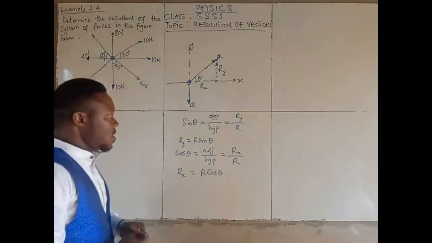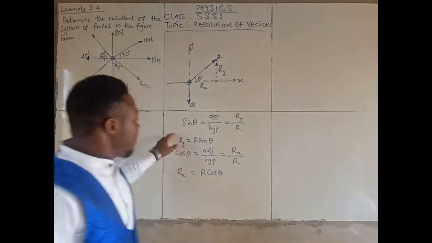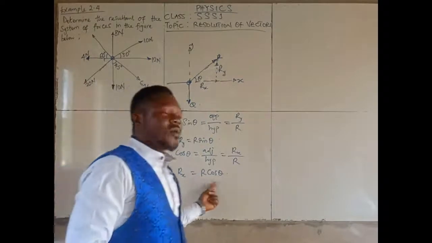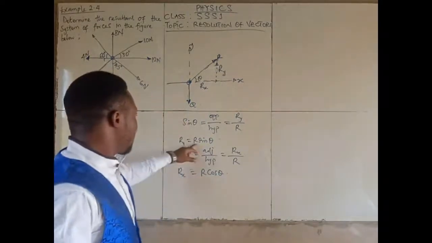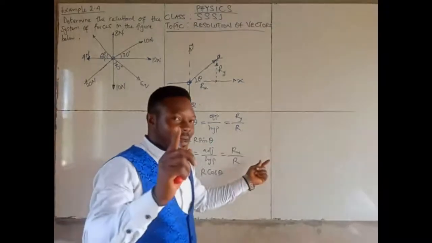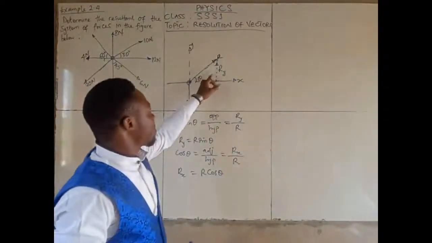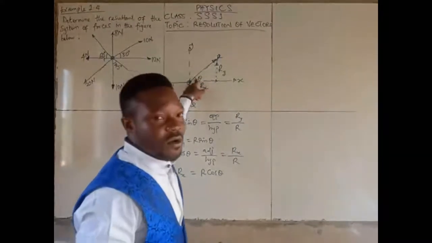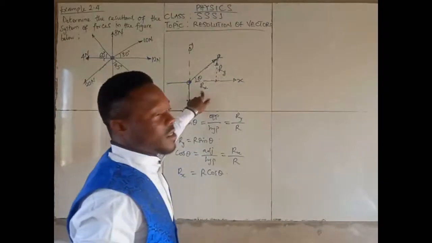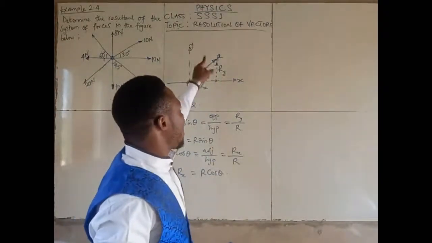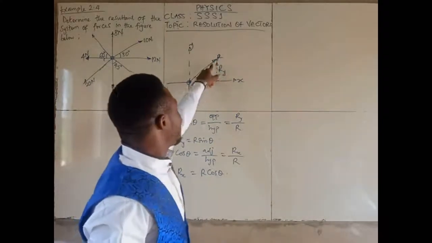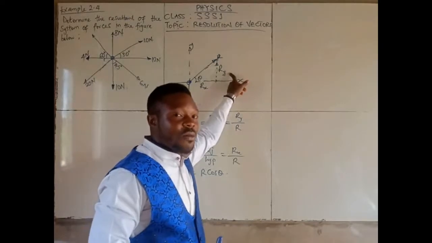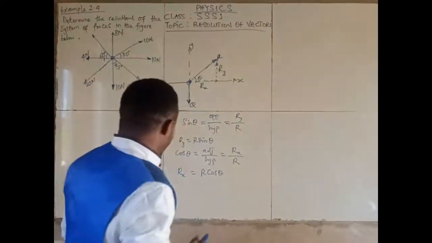So the component of vector R on the x-axis is R cos theta, while the component of vector R on the y-axis is R sin theta. Make sure that whenever you are solving this, always remember to note where your angle falls. If your angle falls here, this will be the opposite, so you will have R sin theta. If your angle is here, this place will not be R sin theta again, it will be R cos theta because it becomes the adjacent.